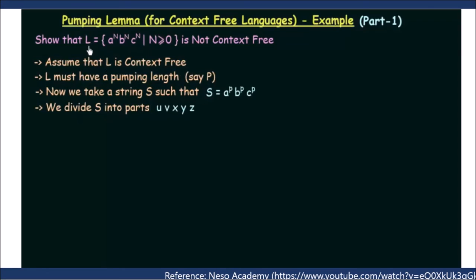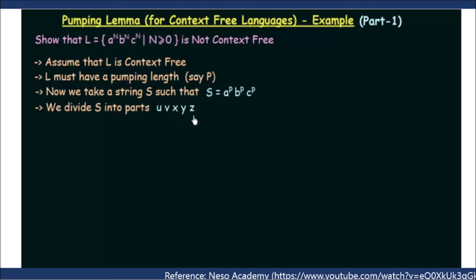So we'll see how we do that. So first we have this language L and we assume that it is context-free. So if it is context-free, then the language L must have a pumping length. This also we studied, and we will call the pumping length P. And now we will take a string S such that S is equal to a^P b^P c^P, where P is our pumping length. And then we have to divide S into 5 parts U, V, X, Y, and Z.